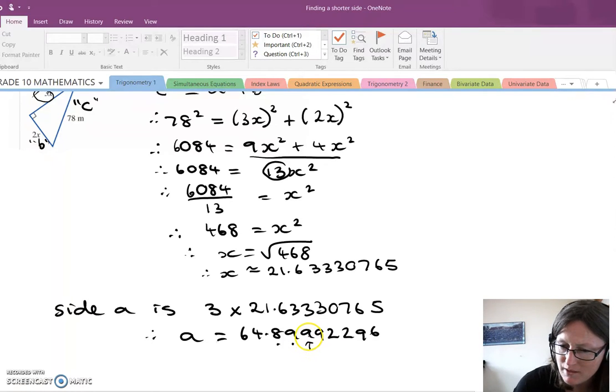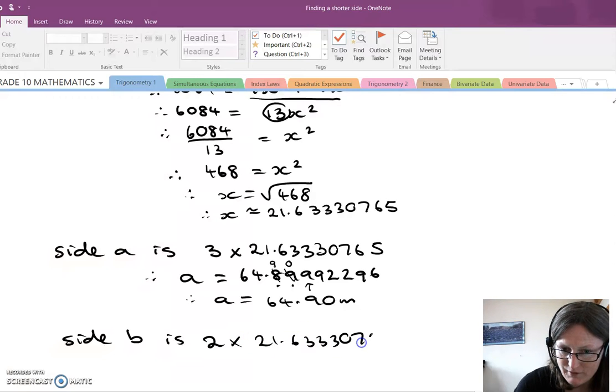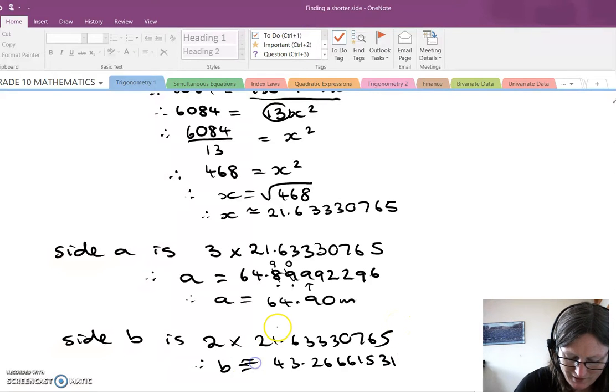Okay, interesting. That's bigger than 5. So this 9 has to go up to a 10. So that changes to a 0, and then the 1 from the 10 moves this up to a 9. So A is 64.90 metres. Side B is 2x, so it's 2 times 21.63330765. So side B is equal to 43.26661531 approximately, because we have rounded that off.